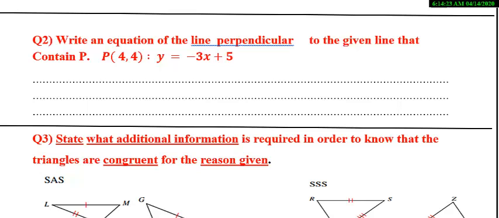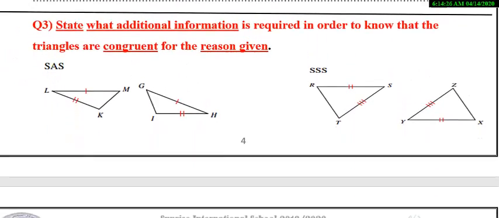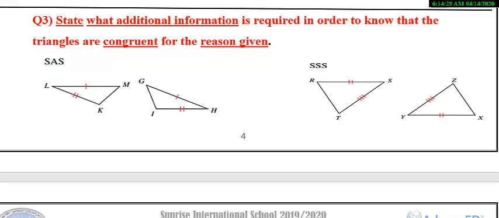We need to move to the next question, which is question number 3. Question number 3 states: what additional information is required in order to know that the triangles are congruent for the reasons given. Here in the first figure it's by SAS, and the second figure is SSS. In the first figure, the missing information to complete the SAS is that the measure of angle H is equal to the measure of angle L, or angle H is congruent to angle L, the same meaning.